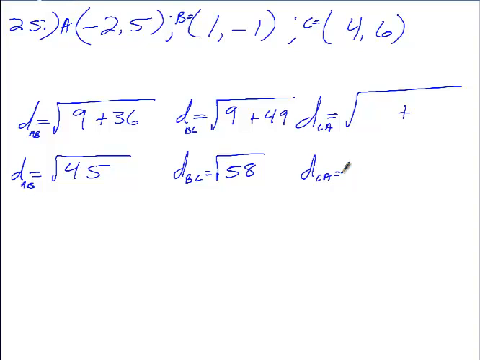4 minus a negative 2. Positive 6 squared is 36. 6 minus 5 is squared. Add them. Okay, how many sides match? So what kind of triangle? Scalene.